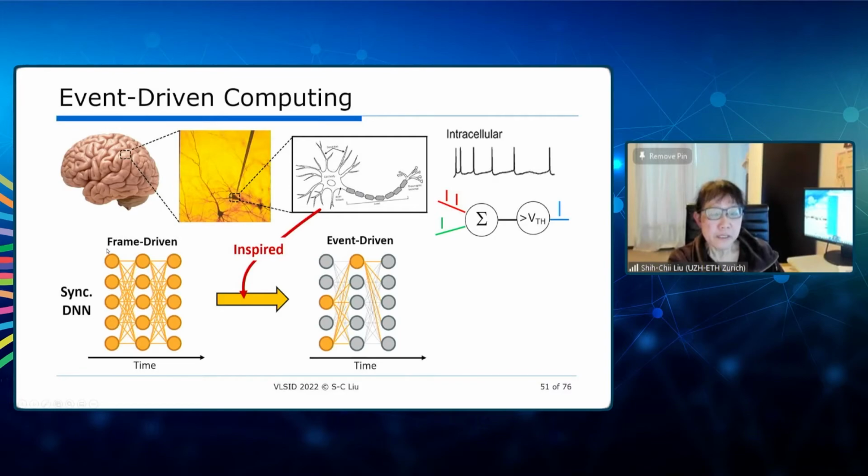The normal way of running a synchronous CNN is in the frame-driven way, where you update one layer of neurons at a time.